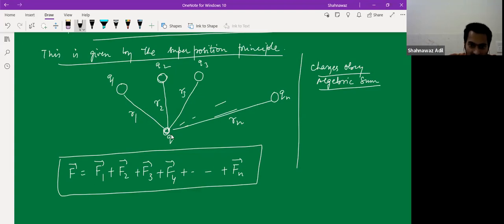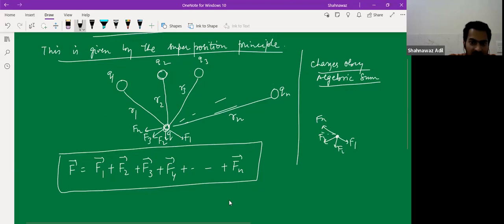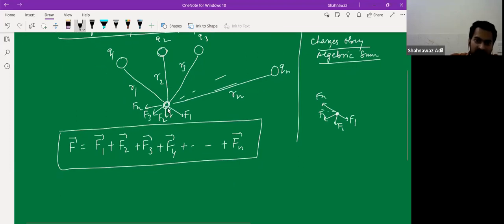So this will repel this in this direction. So this is F1, this is F2, this is F3, and this would be Fn. So the force would be the vector sum of F1, then F2, then F3, and then Fn, right? So this is how you calculate the force on this test charge.